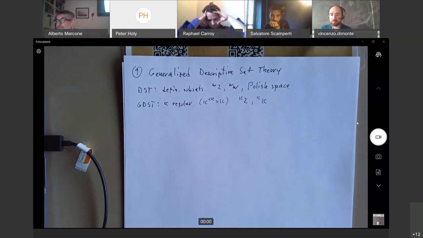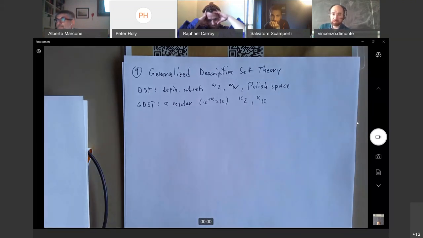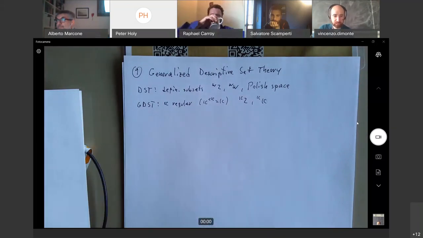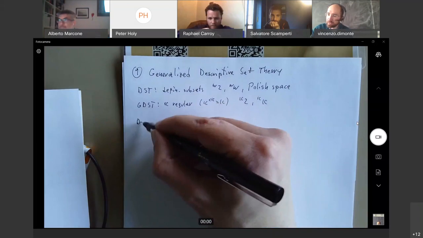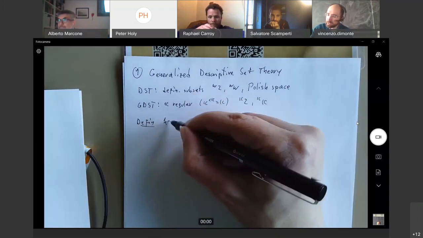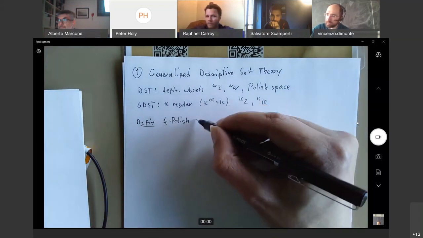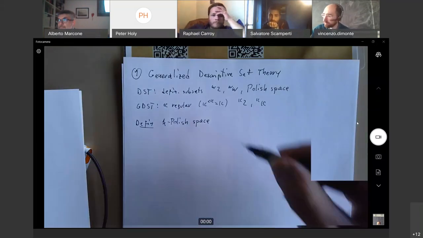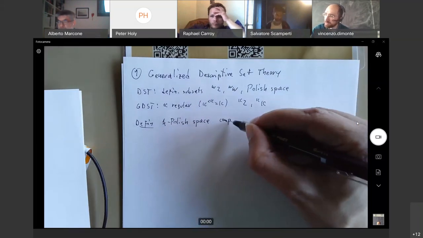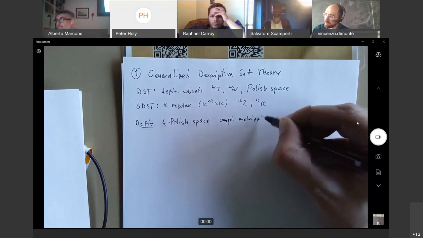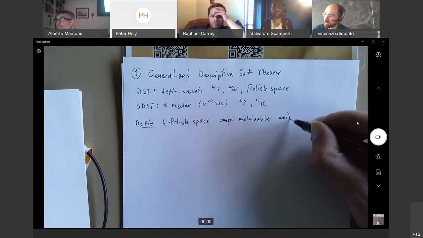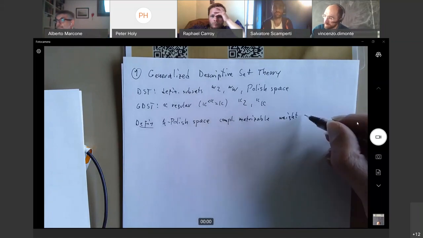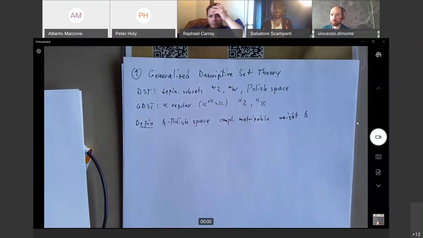For this reason, Luca and I tried to develop something that is similar. If kappa is singular of cofinality omega, we have many similarities. I guess the main definition is the definition of lambda-Polish space. This is a general definition; here we do not need lambda singular. A lambda-Polish space is a topological space that is completely metrizable and whose weight is lambda. So it's a generalization of Polish space: for a Polish space, its weight is omega; for a lambda-Polish space, its weight is lambda.